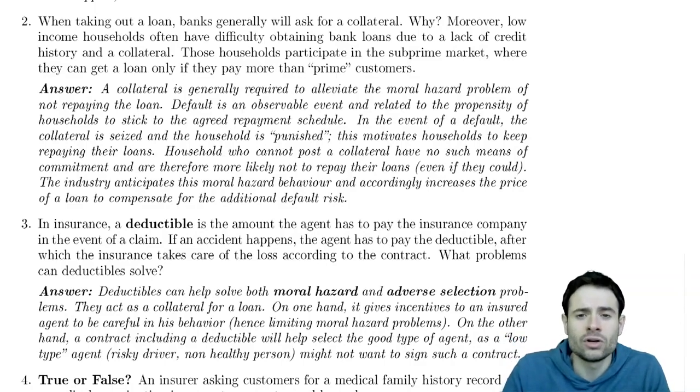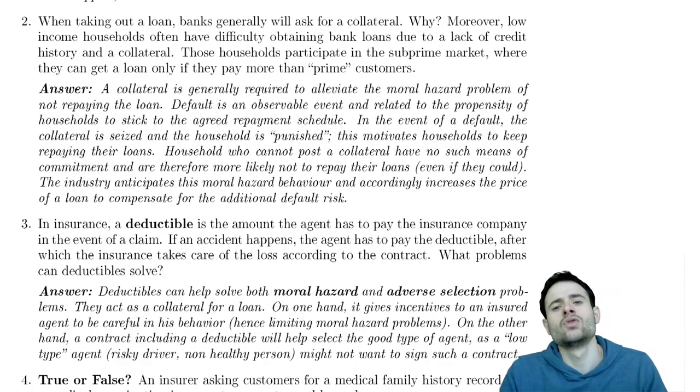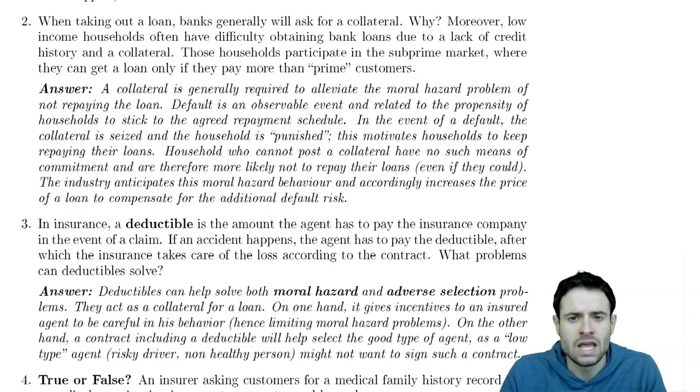It might also be harder to get a loan if you have no way to provide a collateral. Banks might be reluctant to offer you a loan if there is no way for them to make sure that they will get something in case of a default. The industry anticipates this moral hazard behavior and accordingly increases the price of a loan to compensate for the additional default risk.